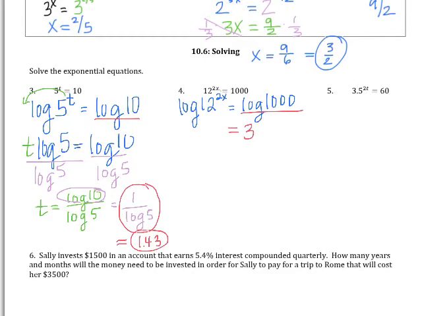I also know that I can bring this 2x onto the front. So that's 2x times the log of 12. So now I'm going to divide both sides by log of 12.